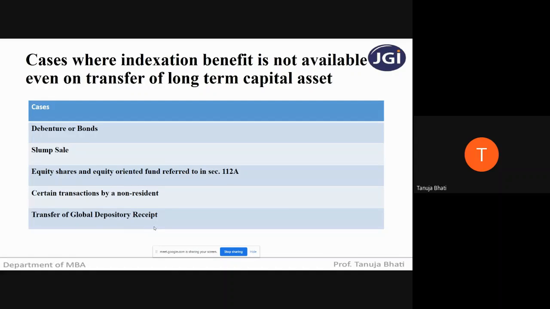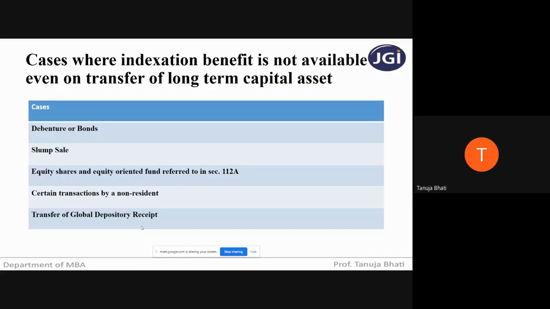Next, transfer of global depository receipt. When a global depository receipt is transferred, but it was purchased in foreign currency by a resident individual who is an employee of an Indian company, if all these conditions are met and it is categorized as a long-term capital asset, indexation benefit will not be given. A global depository receipt, as you know, is a bank certificate issued in more than one country for shares in a foreign company. So if an employee of an Indian company, a resident individual, purchases GDRs in foreign currency and transfers them as long-term capital assets, indexation benefit will not be given.